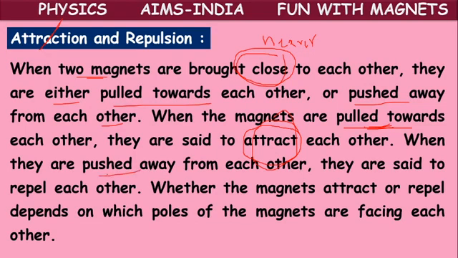So when they are pushed away from each other, we can tell that they are repelling each other. Repel means throw away. So between two magnets, repulsion may occur. Attraction and repulsion are the two properties which we can observe between two magnets.